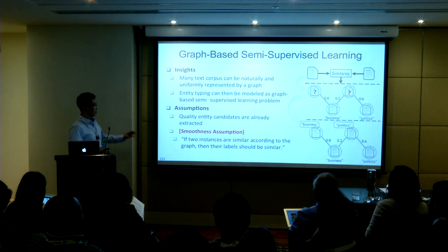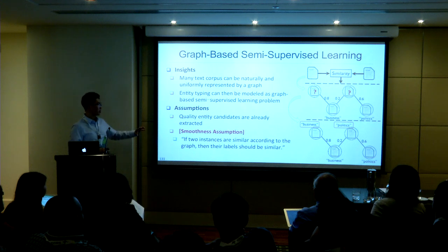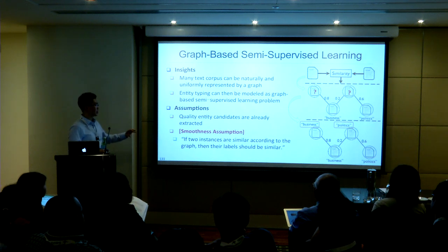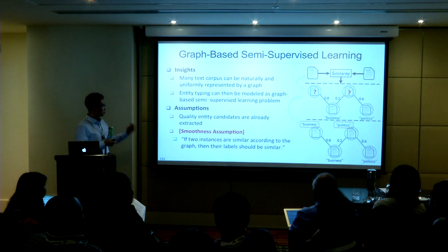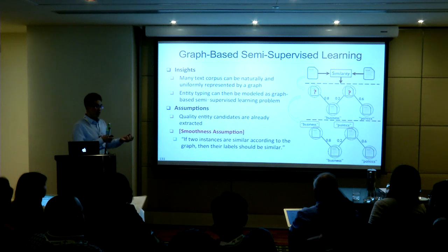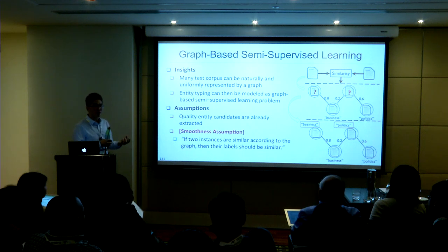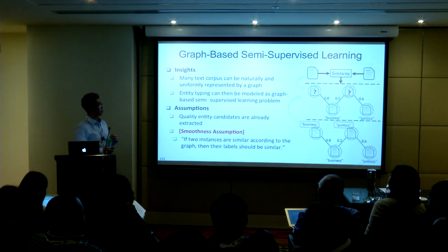And a very important assumption, I call it the smoothness assumption here, is to make sure that the graph you are building is really meaningful. This means that if two instances are similar according to the graph, the similarity on the graph structure really means their type labels are pretty similar. If this assumption doesn't hold, the whole work just cannot work well.